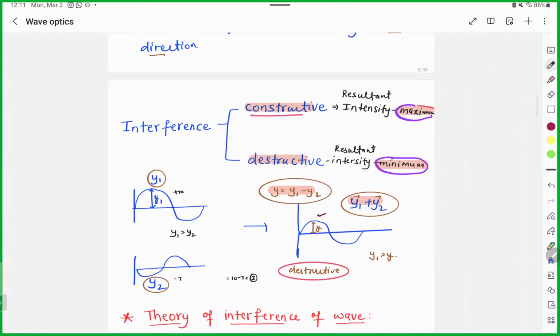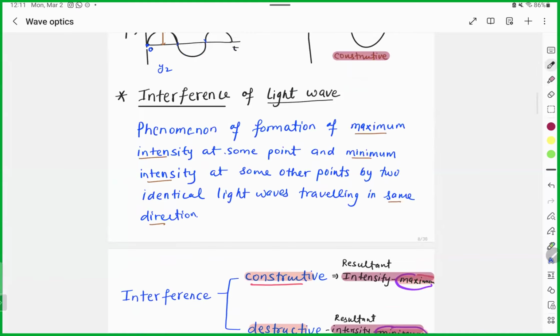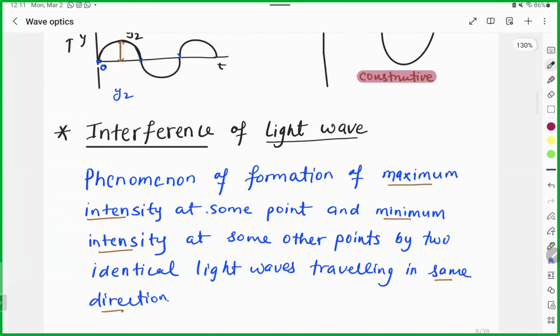So in constructive, you will get the maximum intensity resultant value, and in destructive, you will get the minimum intensity. Based on this, you can, by your choice, frame what interference of light is: a phenomenon in which you have some maximum intensity, constructive interference, and minimum intensity, destructive interference, when two or more light sources have the same direction, like the waves produced by them have the same direction.